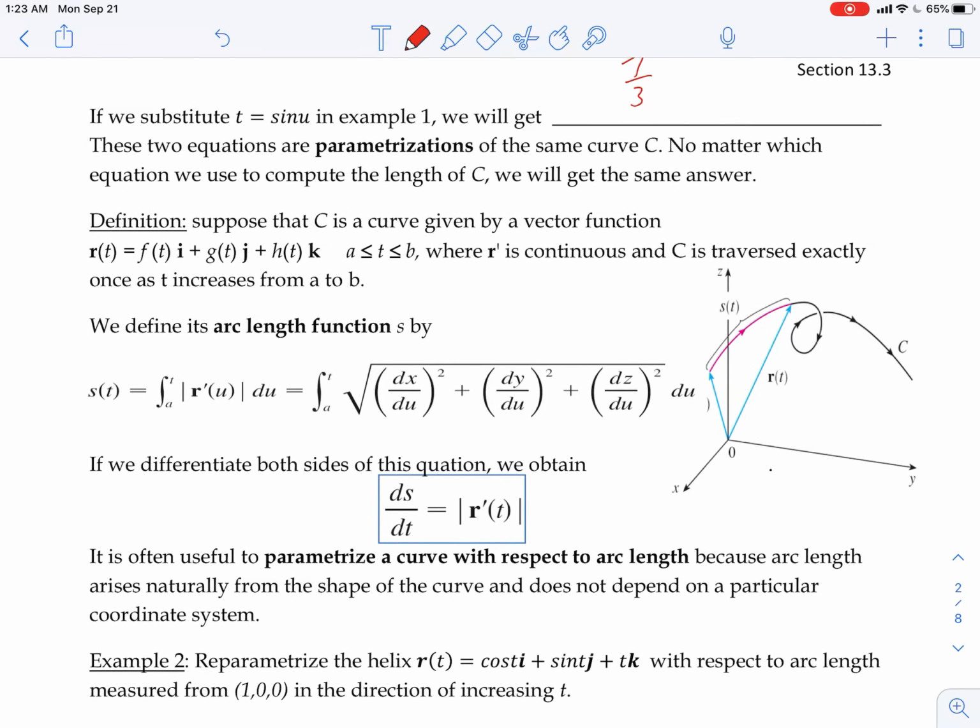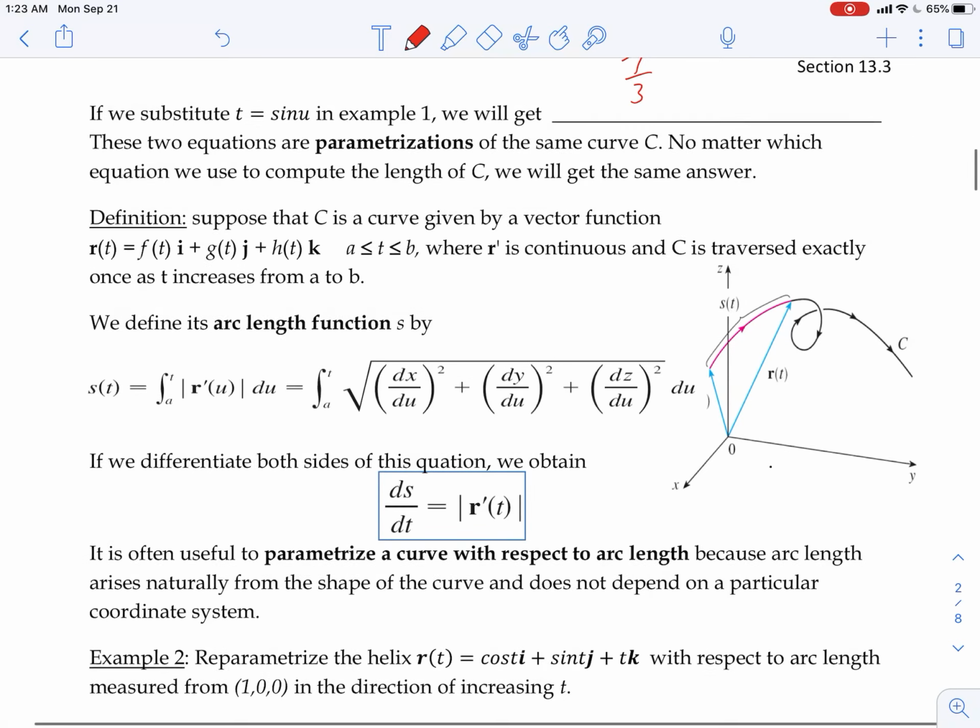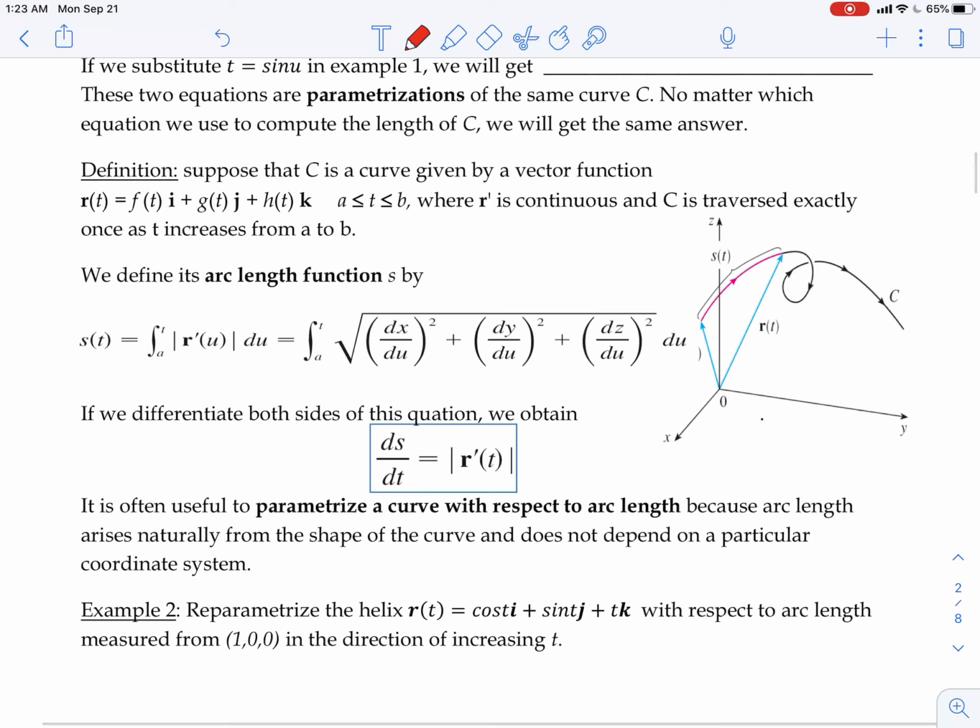So, a definition: suppose that C is a curve given by a vector function, r of t is equal to f of t i, g of t j, plus h of t k from a to b, where r prime is continuous and C is traversed exactly once as t increases from a to b. So we define its arc length function s by s of t is equal to the integral from a to t of the magnitude of r prime of u du.